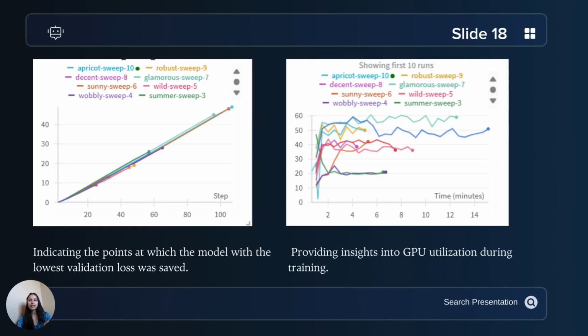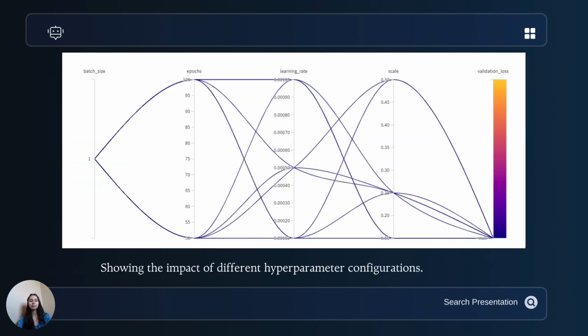We have two other charts here. The first one is the best model saved. This chart marks the epochs where the model with the lowest validation loss was saved. Each marker shows a model checkpoint with the best performance at that time, helping us track optimal configurations and epochs during the training. The other chart shows GPU utilization during training. High utilization indicates efficient use of resources, which speeds up the training.